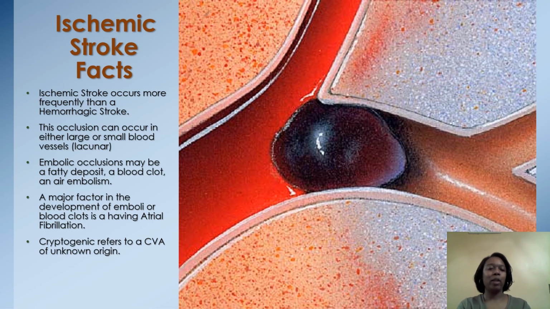A major factor in the development of emboli or blood clot is having atrial fib. A patient diagnosed with atrial fib is at higher risk for a stroke, definitely higher risk for a DVT or a clot, which then makes them at higher risk for a stroke because their heart is not pumping efficiently. And cryptogenic refers to a CVA of unknown origin. So please keep that in mind as well. Sometimes there is no rhyme or reason to why a patient has suffered a CVA, but it does occur.